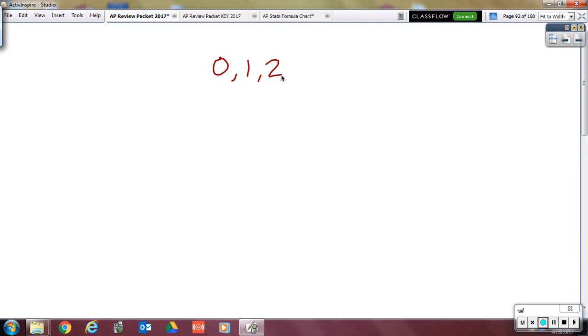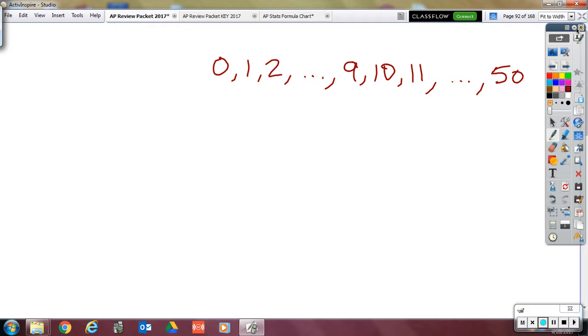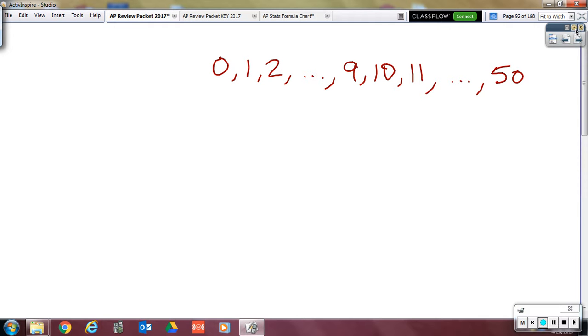So 0, 1, 2, up to what we're doing here. If that is the sequence of numbers of successes, what part do we want if we want at least 10? We want at least 10. What part of that is it? Okay, at least 10 is this section that I want.